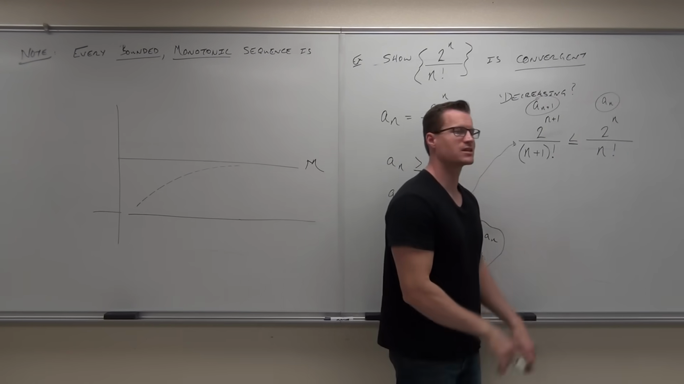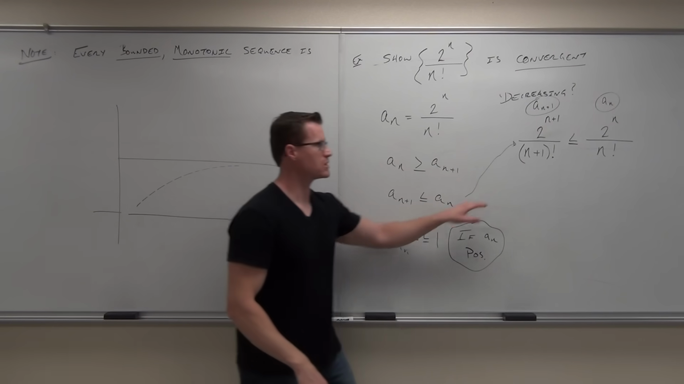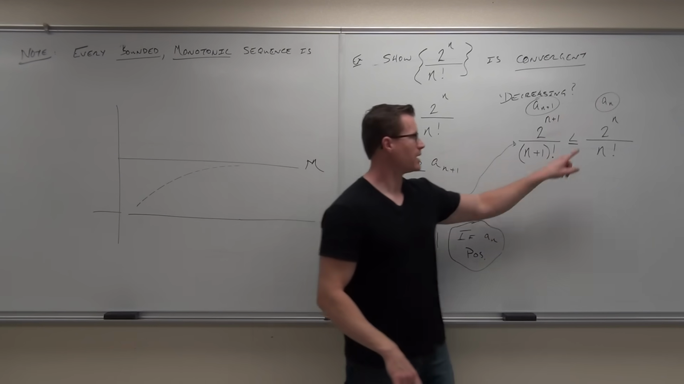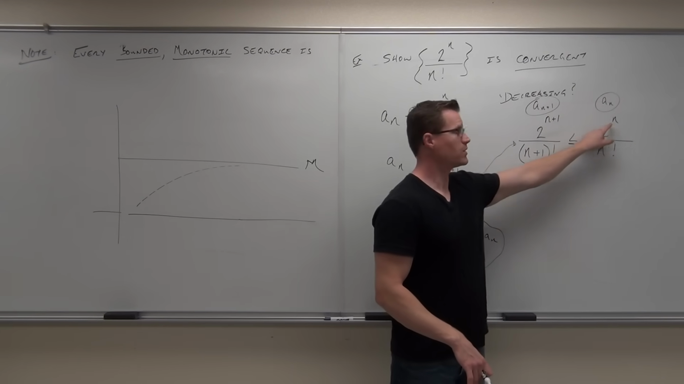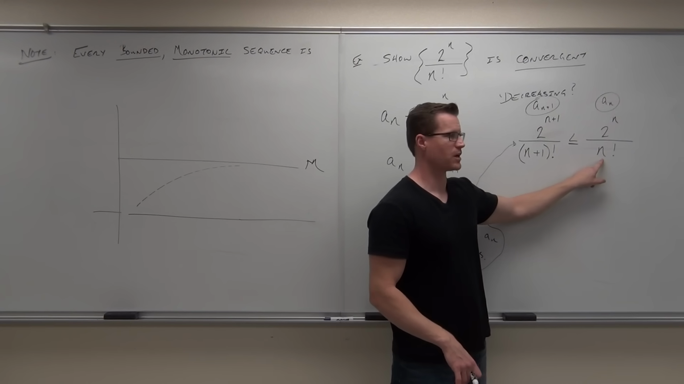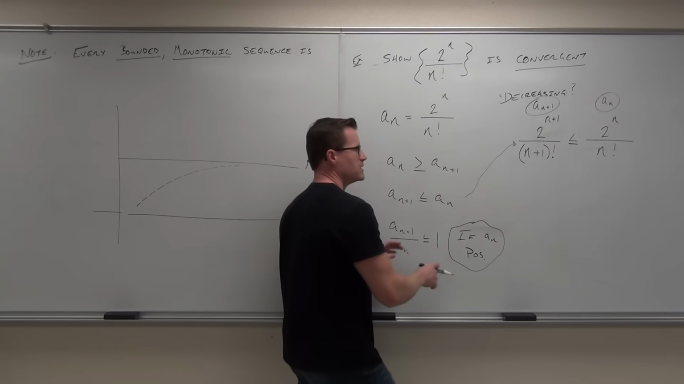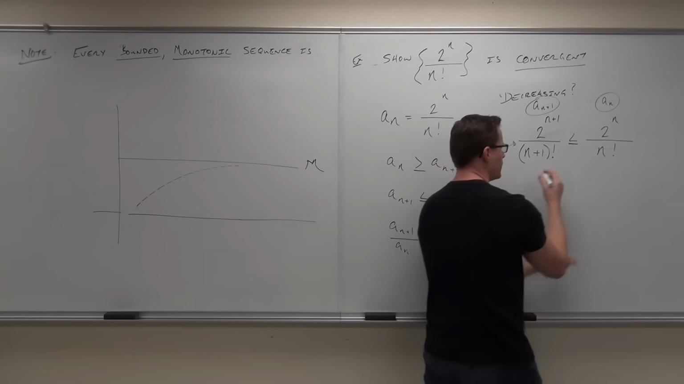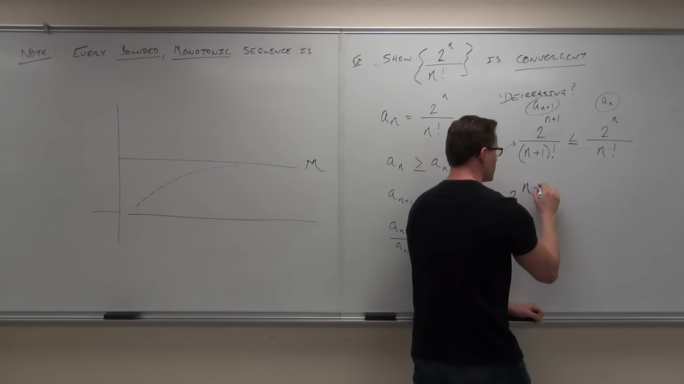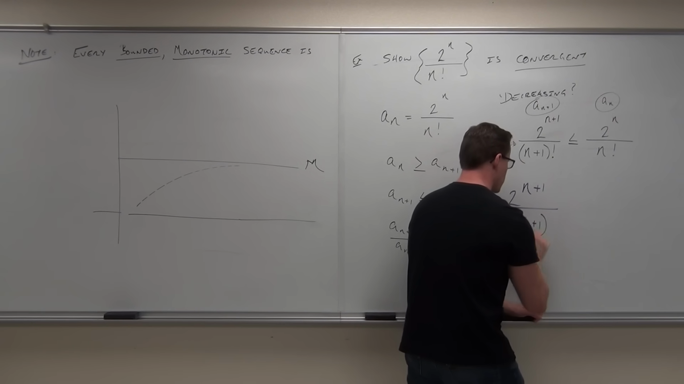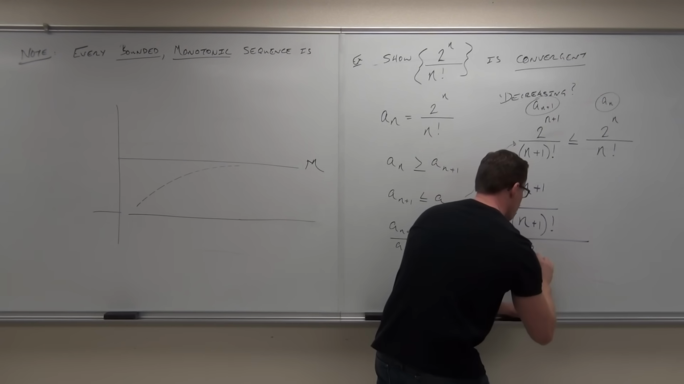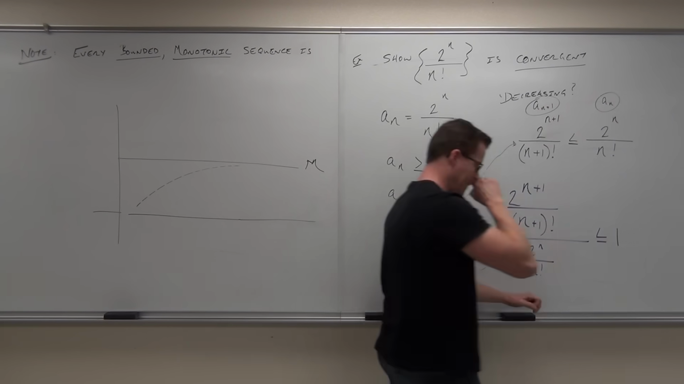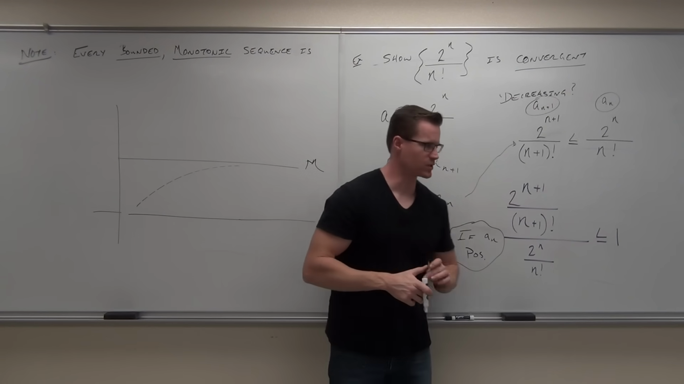Now, what's kind of nice about this is that we can use the division of fractions as a complex fraction to solve this thing pretty easily. Check it out. Is this always positive? Yes, 2 to the n is positive. Is this always positive? Yes, for sure. So now that we know this is true, if we divide both sides by a sub n, we get 2 to the n plus 1 over n plus 1 factorial, all over 2 to the n over n factorial, is less than or equal to 1. Now that looks nasty, but we're going to see a lot of this sort of stuff.